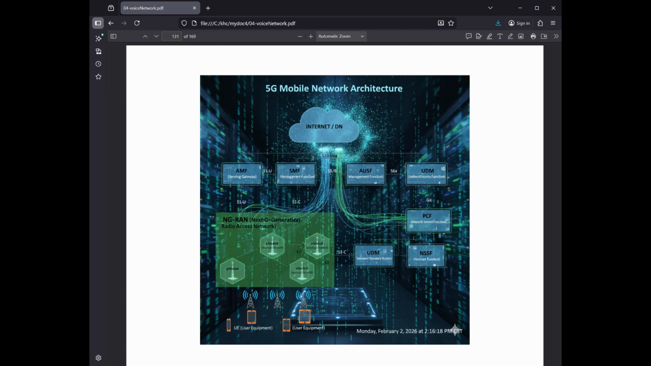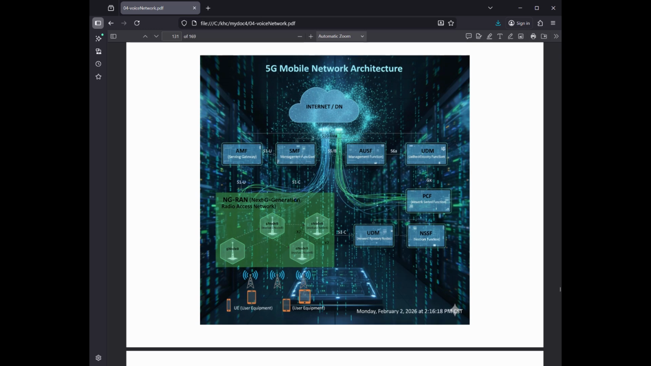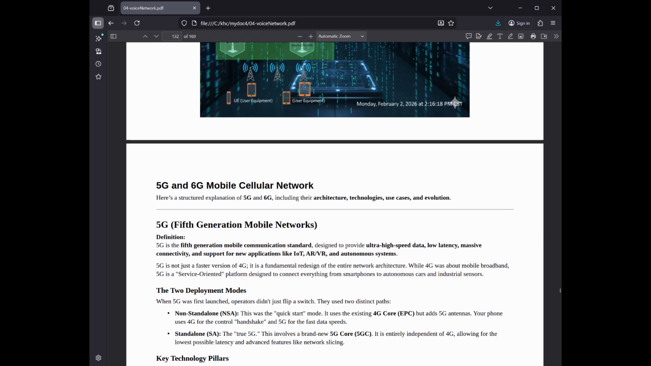When 5G was first launched, operators didn't just flip a switch. They used two distinct paths: non-standalone, NSA. This was the quick start mode. It uses the existing 4G core, EPC, but adds 5G antennas. Your phone uses 4G for the control handshake and 5G for the fast data speeds.